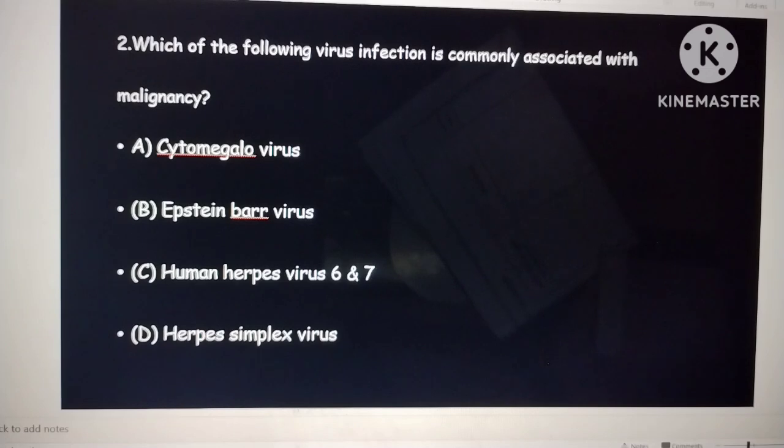So which of the following virus infections is commonly associated with malignancy? CMV, Epstein-Barr virus, human herpes virus, herpes simplex virus. So the correct option will be Epstein-Barr virus. This question has been asked thrice. This Epstein-Barr virus is usually associated with Burkitt lymphoma, right? I think the previous question they asked is which virus is responsible for causing Burkitt lymphoma.